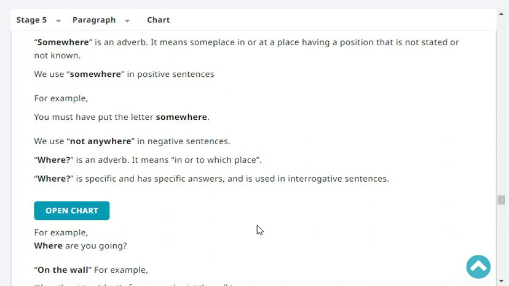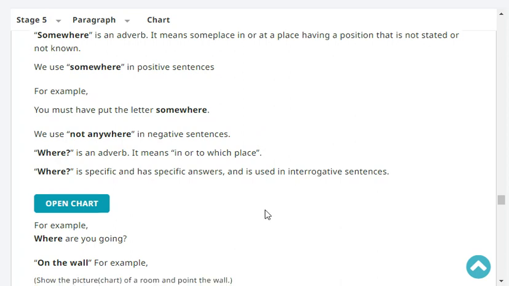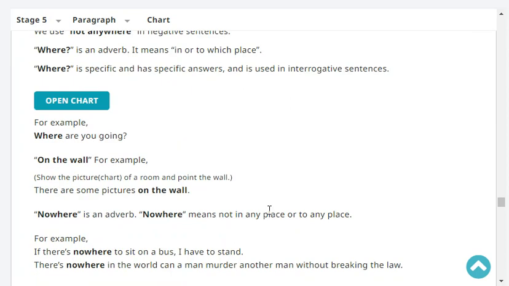Where. The word where is an adverb. It means in or to which place. Where is specific and has a specific answer and is used in interrogative sentences as well to get an exact or specific answer. For example, where are you going? So you have to answer specifically. I'm going to the park. I'm going to the office, like that.